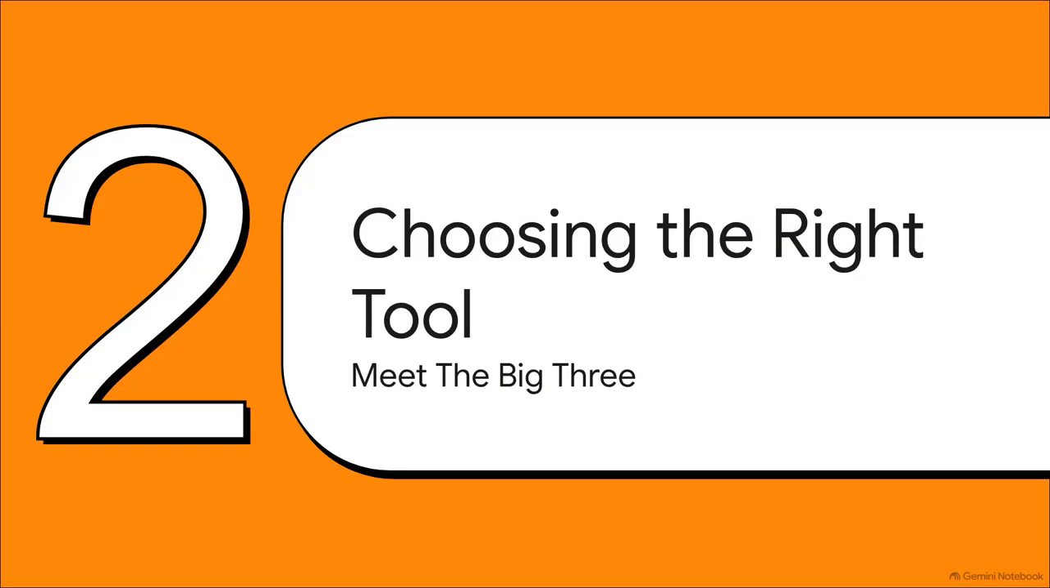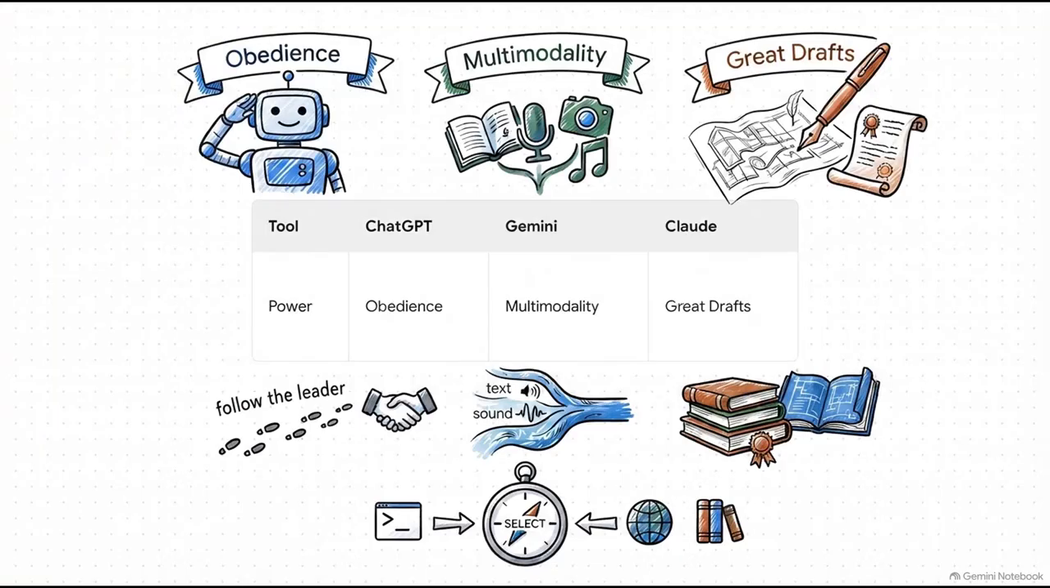Moving right along to choosing the right tool, the big three. Now, ChatGPT, Gemini, and Claude might honestly seem completely interchangeable at first glance, but under the hood, they have drastically different strengths. Let's break down each model's distinct superpower so you can always pick the right one for the job.